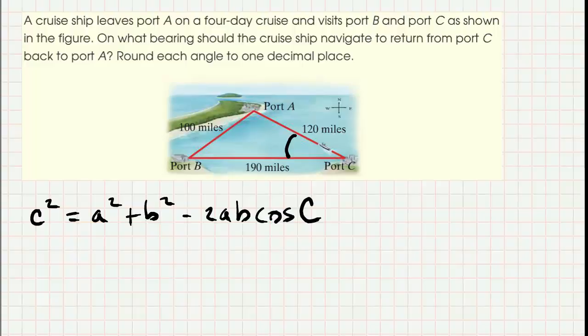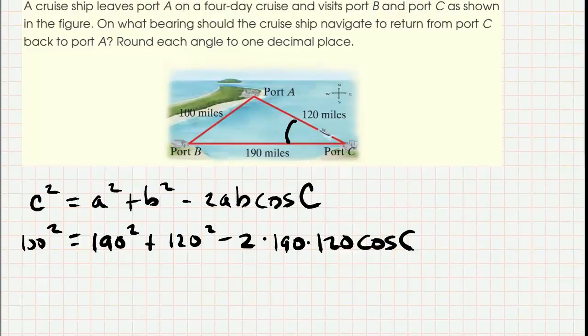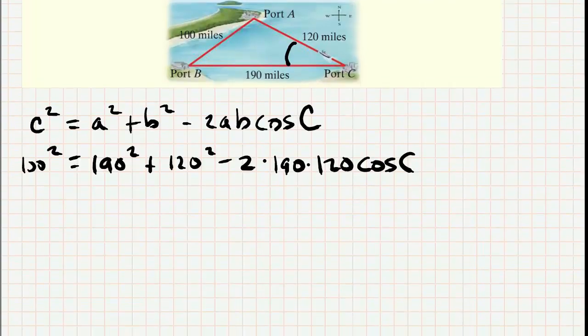So we'll plug in 100 for c, and then side A is the side that's opposite angle A, so that will be 190. Side B is opposite the angle B, so that's 120, minus 2 times 190 times 120 times cosine of C. All right, so let's start solving.